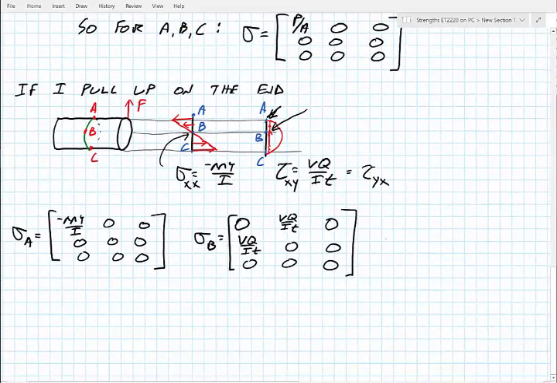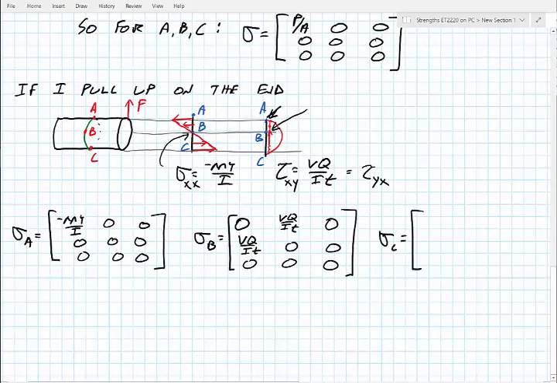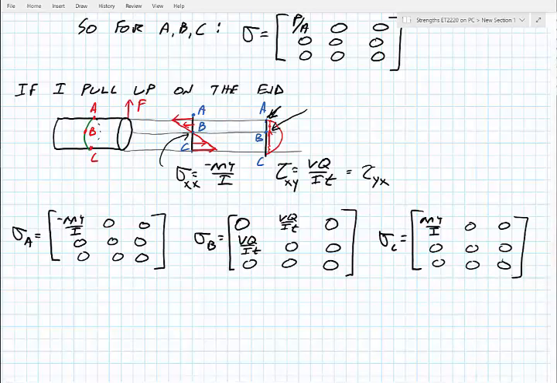And then I have my sigma C. It looks almost identical to sigma A. The only difference is that I am in tension on the bottom instead of compression. So that's what my stress would look like, the stress tensor at point C.